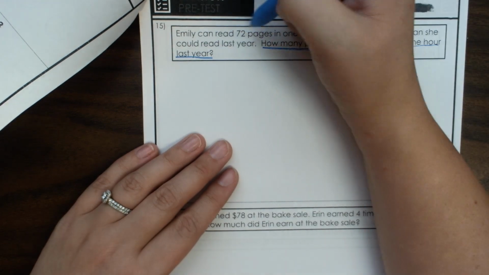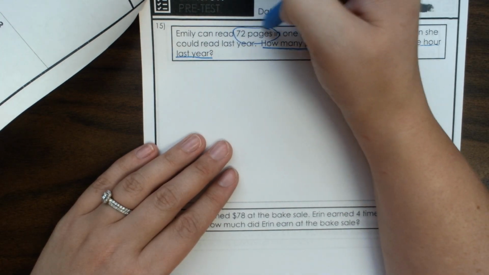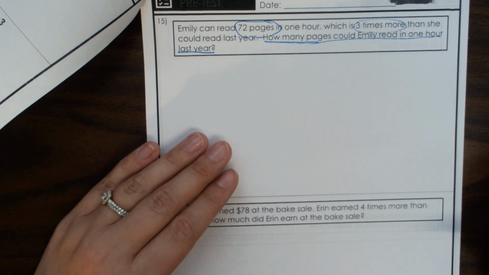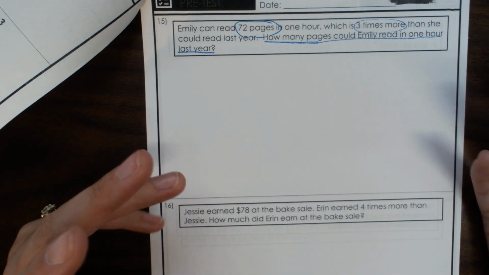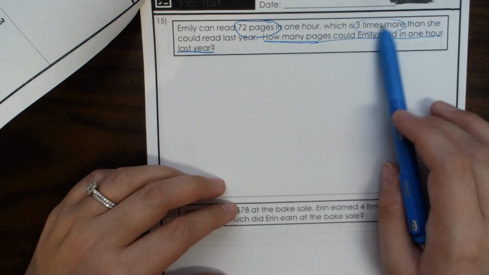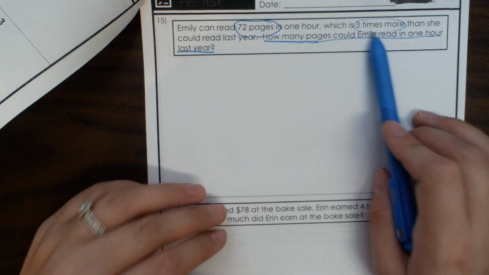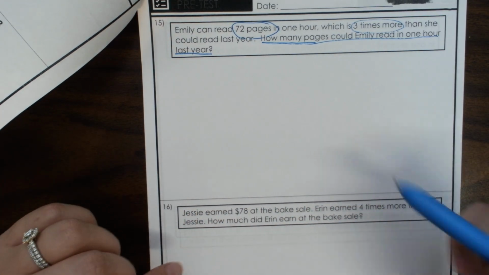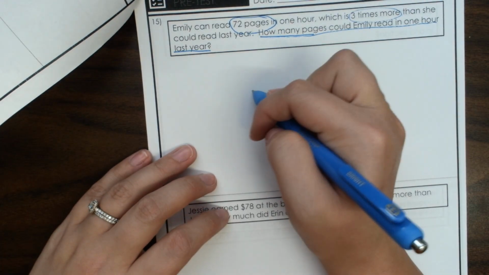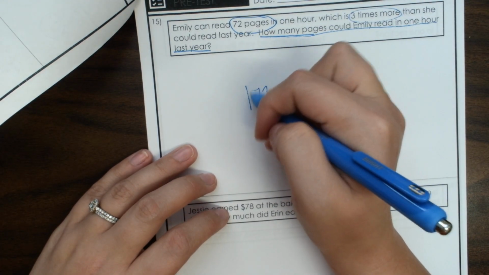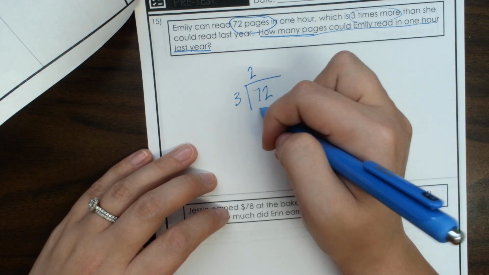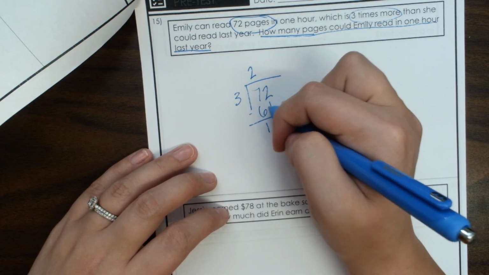And then, so Emily can read 72 pages in 1 hour, which is 3 times more than she could read last year. A big thing to stress with the kids, don't let this 3 times more make them automatically think that they're multiplying, because the question asks how many pages could Emily read in 1 hour last year. So we're going to take our 72 and divide it by 3. 3 goes into 7 2 times. 3 times 2 is 6. Subtract, 1, and bring down our 2.